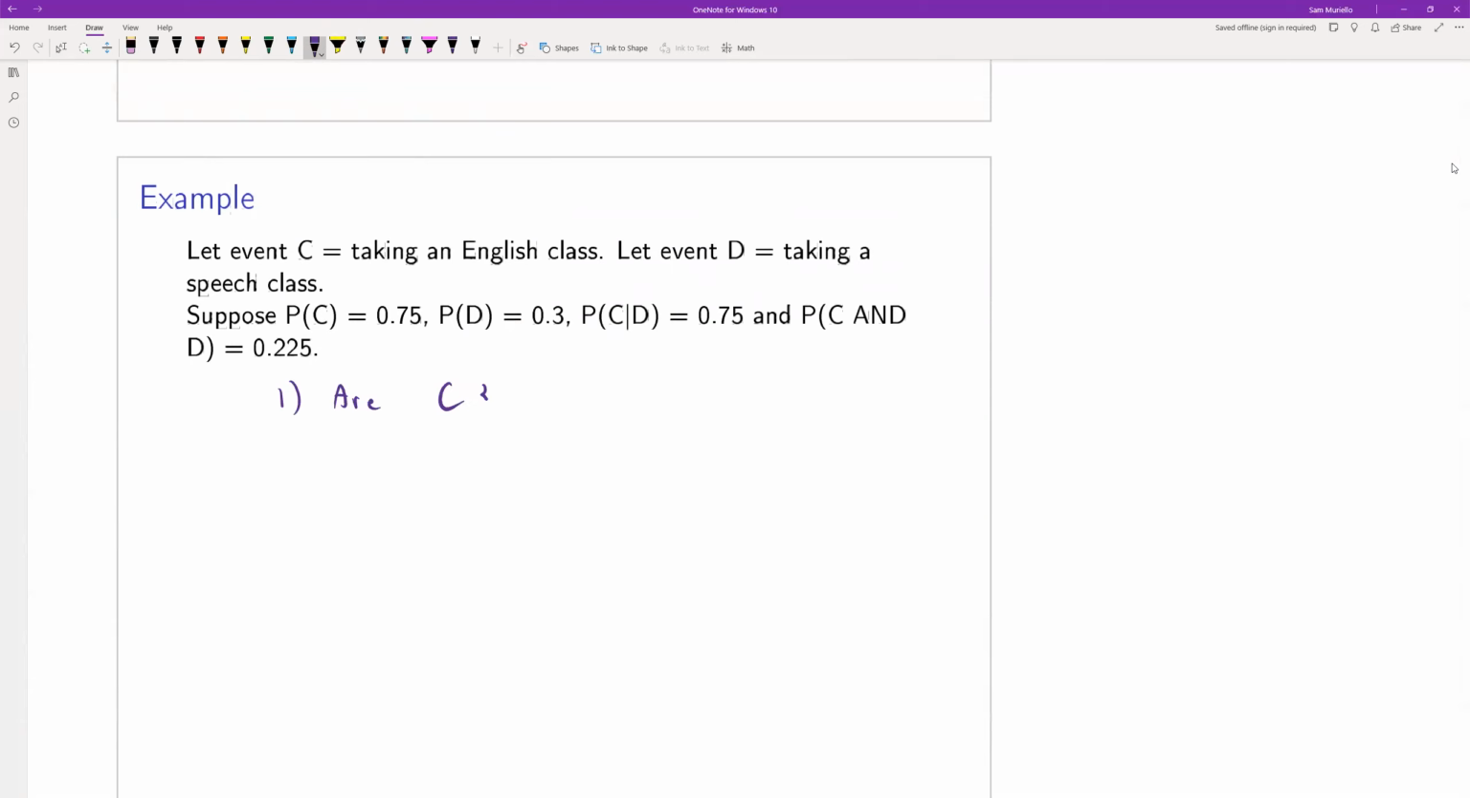One, are C and D independent? And two, are C and D mutually exclusive? And in both cases, we'll want to justify with a formula.